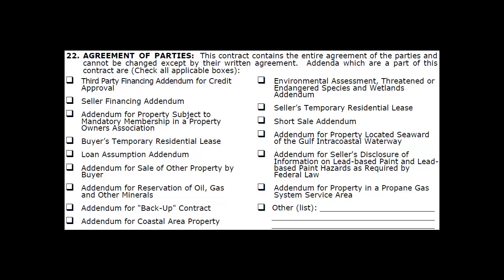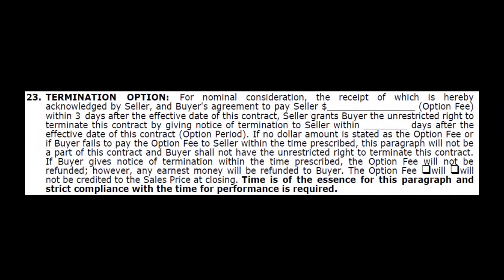So here you're just checking off the boxes of all the other addenda that are going to accompany this contract. If you had an addendum that wasn't listed here, such as sale of personal property, then you would check off the other box and list it in that blank. One thing that you would not put in here is the information about brokerage services form. That's not an addendum. That's just a disclosure. It's not a part of any kind of agreement. So anyway, that's it.